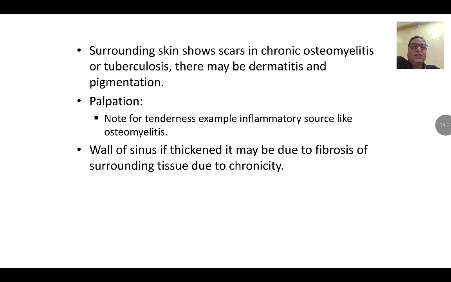Surrounding skin shows the scar in chronic osteomyelitis and tuberculosis. There may be dermatitis and pigmentation. Palpation: note for the tenderness. For example, in an inflammatory source like osteomyelitis, there will be tenderness. The wall of the sinus, if thickened, may be due to fibrosis of the surrounding tissue or it may be due to the chronicity.